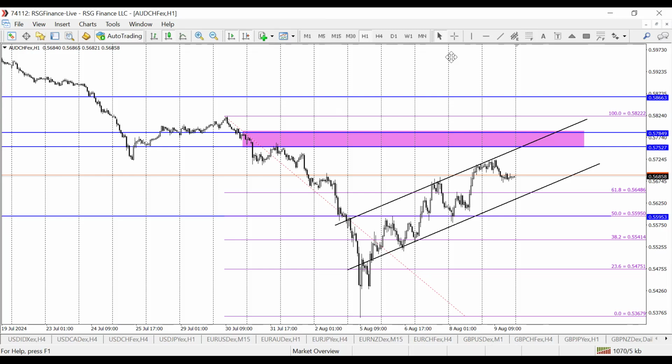All right, don't forget this is a lot of pip movement, let's say about 71. And if we're able to break the channel, then we're looking at up to 159 pips. Okay. Now, next on the line is Canadian dollar, Swiss franc.